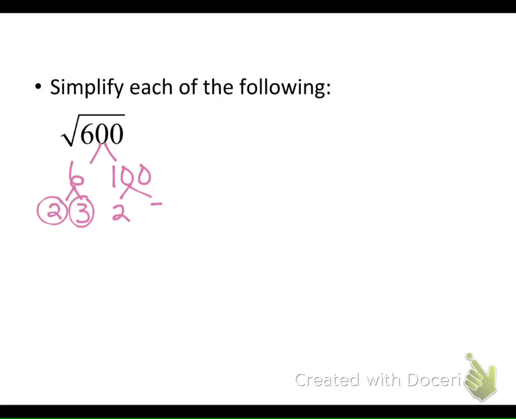Yeah, so 2 and 50. I circle my 2. What about for 50? 2 and 25, Michael says. Okay. What about for 25? 5 and 5.